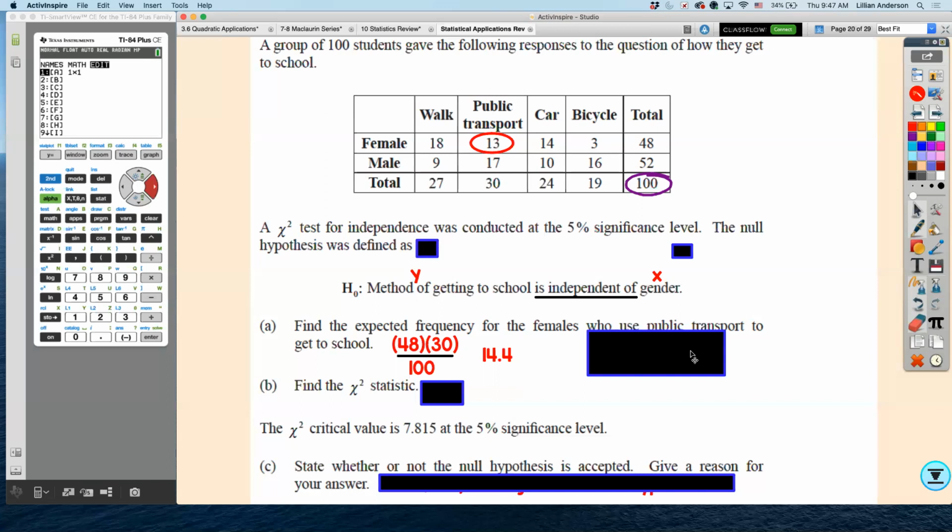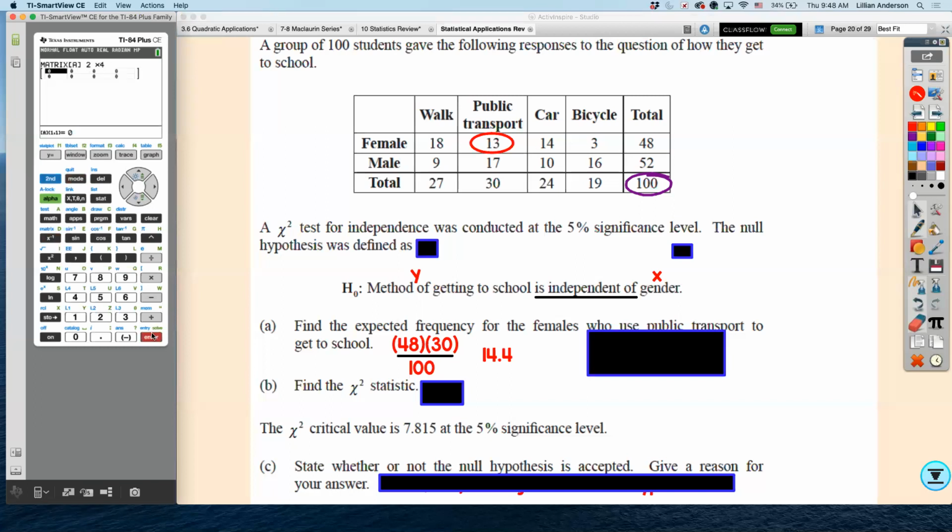Now let's calculate the chi-squared statistic. Remember, we go to second, x to the -1. That's how we get to the matrices. We go over to edit and we click enter on A. That's where we put in our observed values. How many rows are we going to have? How many columns? 2 rows, 4 columns. So it should be set up the same way that our main data is set up, okay? Our main data, no totals.